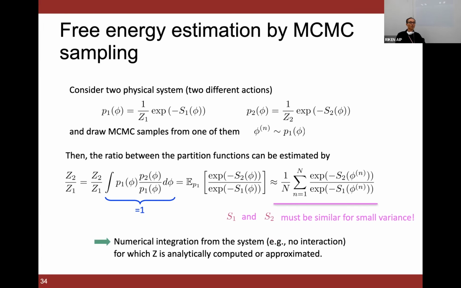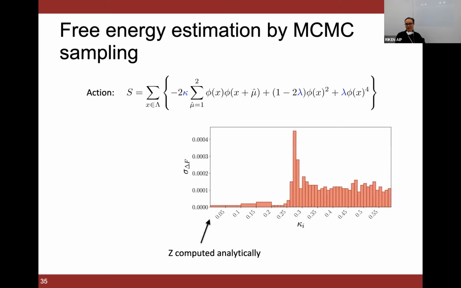So then what we need to do is to perform numerical integration from a system for which Z is analytically computed or approximated. In this phi to the power of four theory, we can estimate the free energy by MCMC sampling in the following way. If kappa is 0, we have no interaction factor, and all the sites are independent. In this system, we can compute the partition function and free energy in an analytic form. So at this point, we know the value of the partition function. And then we need to move step by step towards the target value, so that in each interval we have two physical systems which are close enough.